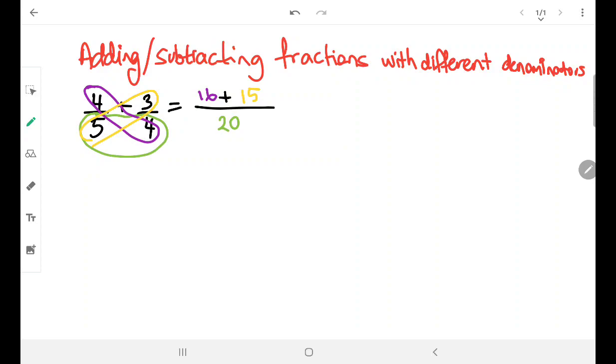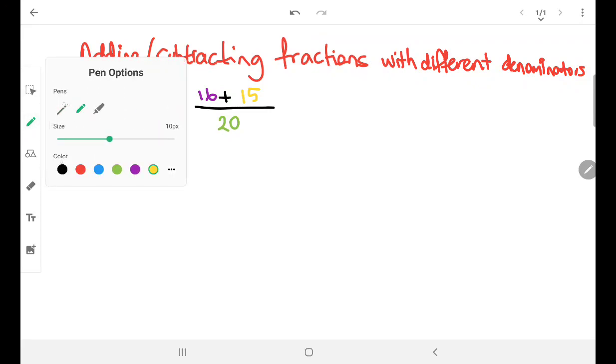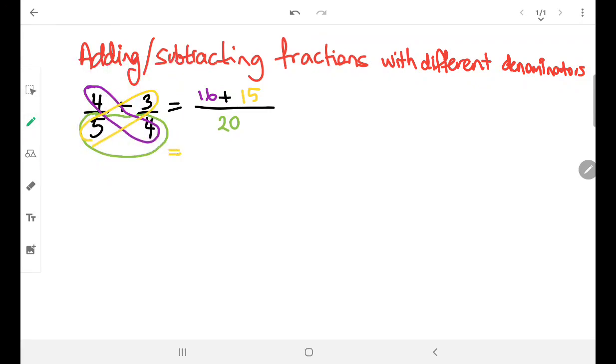15. And once we have this, we can actually add them up. So our answer is going to be 31 over 20. So that's our answer. And this is a quick way of adding or subtracting fractions. It doesn't matter if you had subtracting fractions. It's the same principle, the same thing applies. The only difference is instead of having a plus, you would have a minus there.